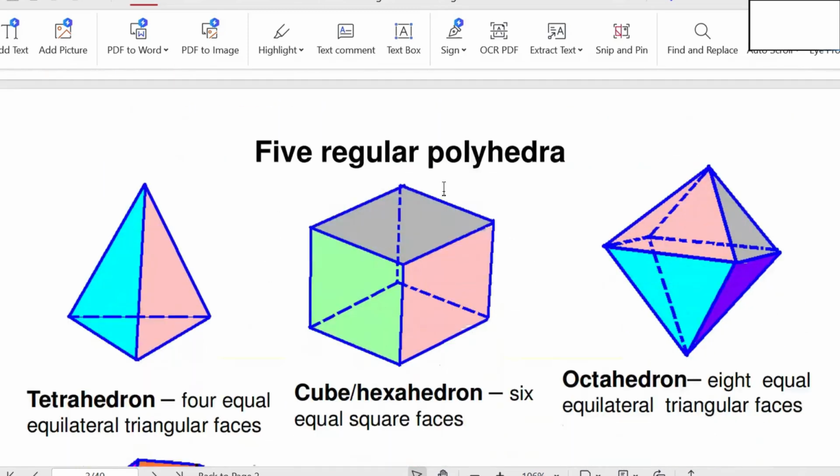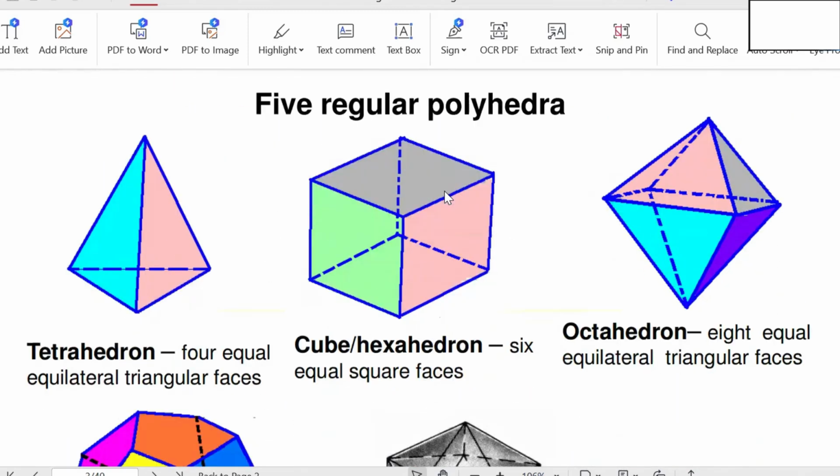Then coming to regular polyhedron. The first example is tetrahedron. Tetra means four faces. It is the combination of four faces. It will be formed by four faces. So here four similar, equal, same planes are considered to get a tetrahedron. The shape of each and every plane is an isosceles triangle. That means four isosceles triangles are used to form a tetrahedron.